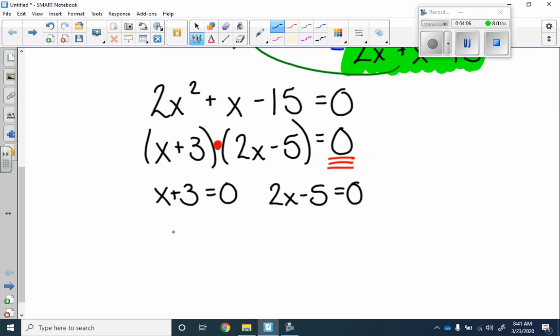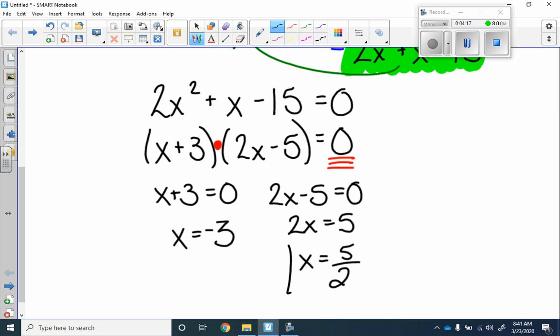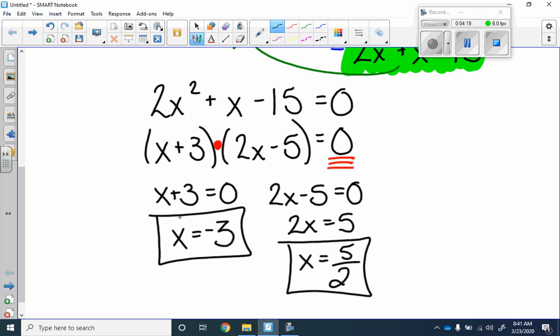And now it's a matter of solving. So x can equal negative 3. Here I can add 5, so 2x equals 5. Divide by 2, x equals 5 halves. And so those two solutions, if I plug them back into our problem, we would end up getting 0. So that's how factoring is going to help us out.